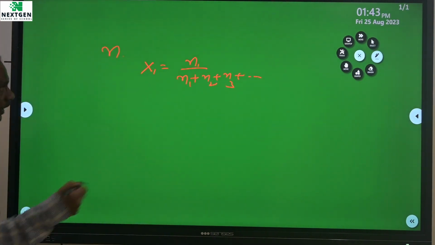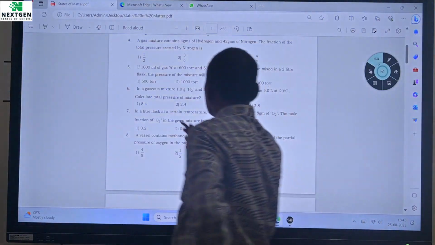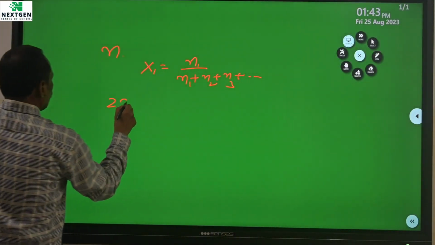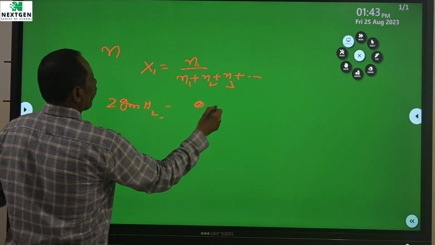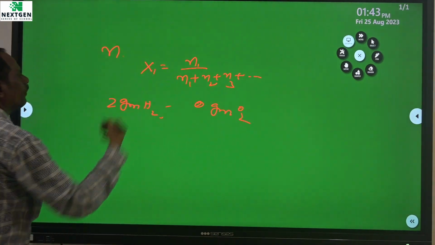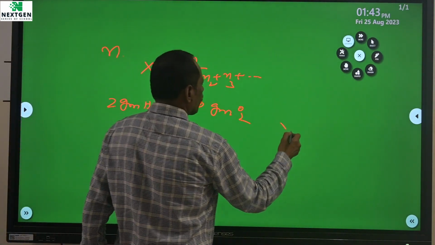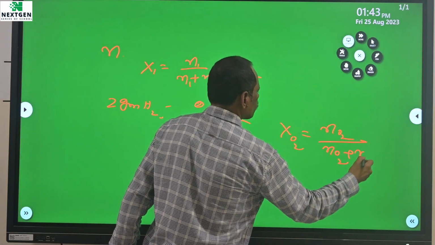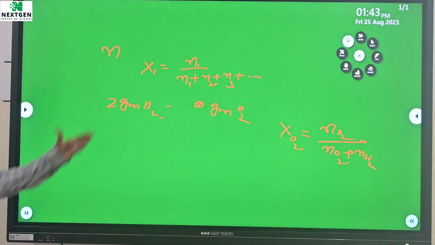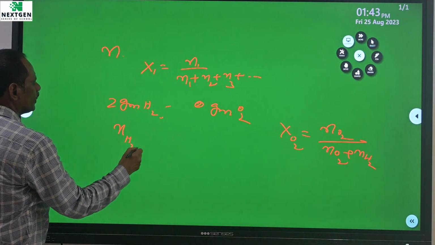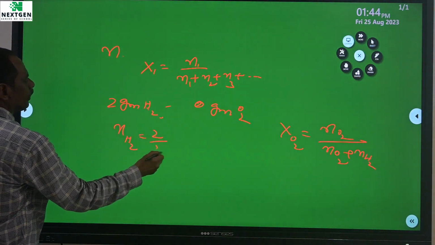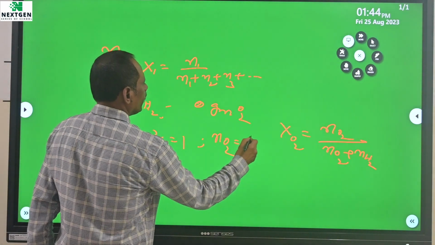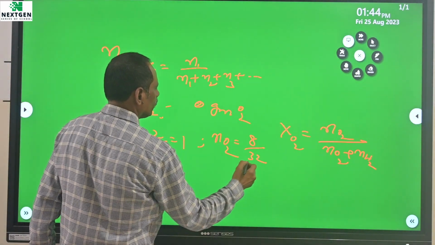Here, in our problem, only 2 gases are there, 2 grams of hydrogen and 8 grams of oxygen. Calculate the mole fraction of oxygen. Mole fraction of oxygen is equal to the mole number of oxygen by the total mole number. That means the number of moles of oxygen and the number of moles of hydrogen. The number of moles of hydrogen is equal to the weight of hydrogen by the molecular weight of hydrogen, that's 1. And the mole number of oxygen is equal to 8 grams given, 8 by 32, that is 1 by 4 or 0.25.